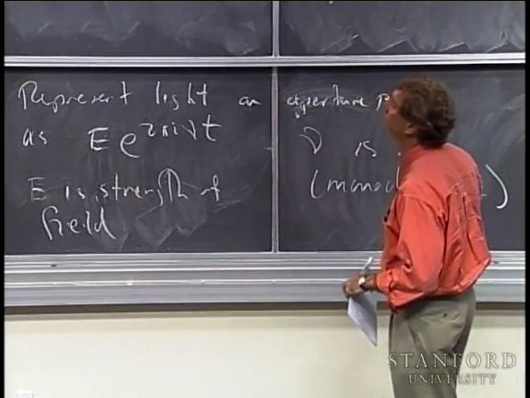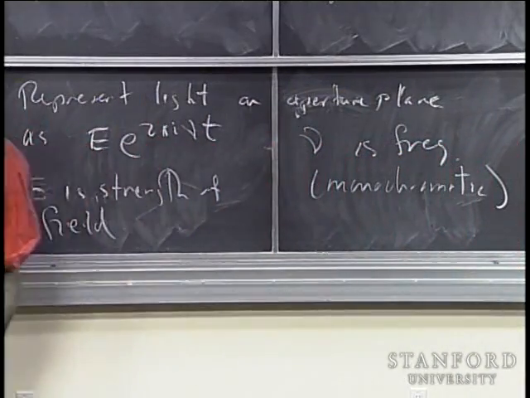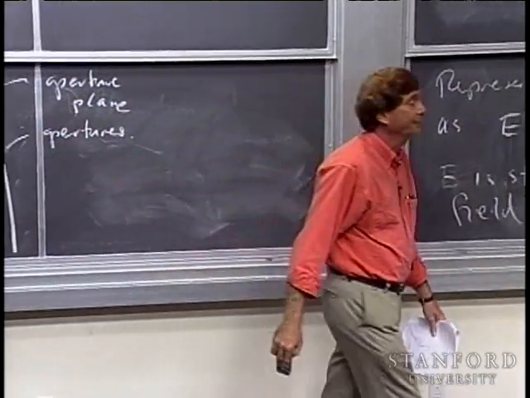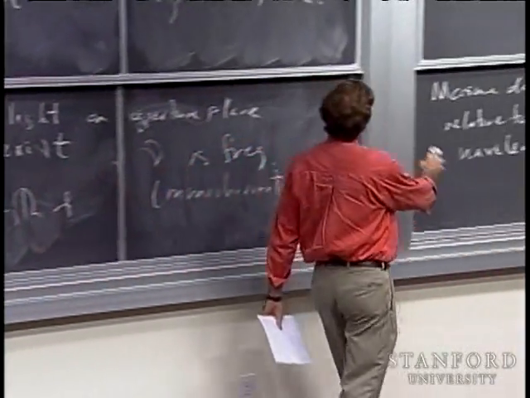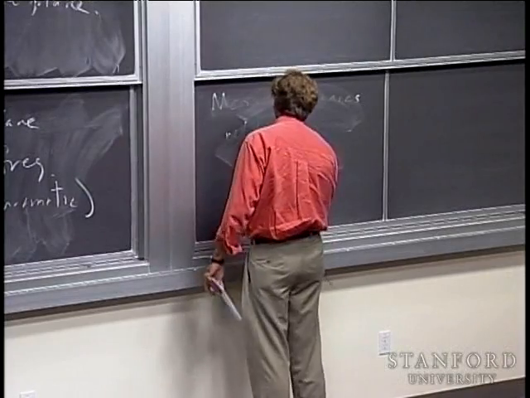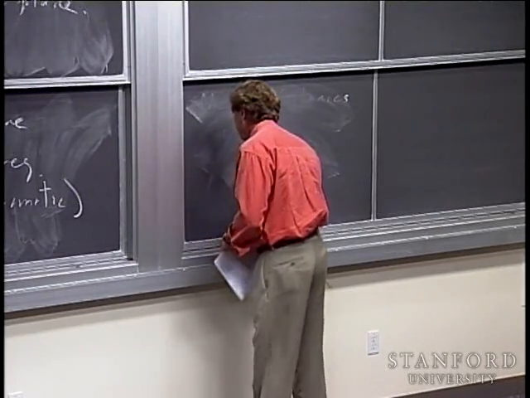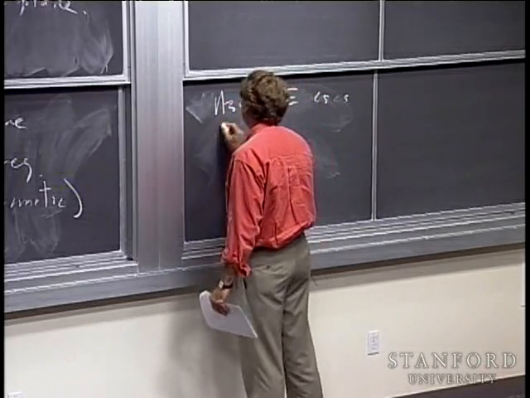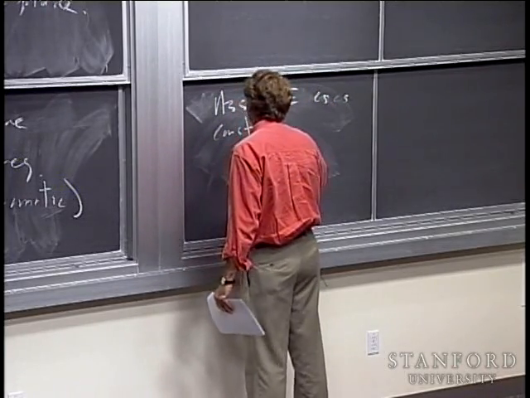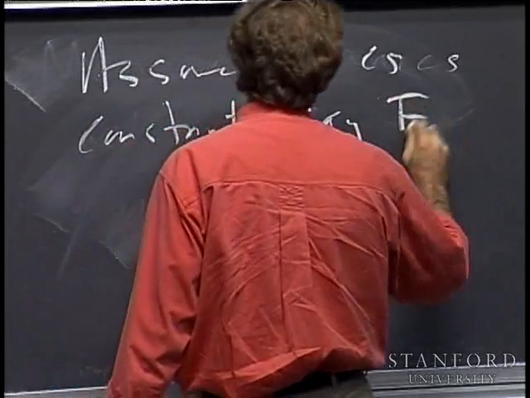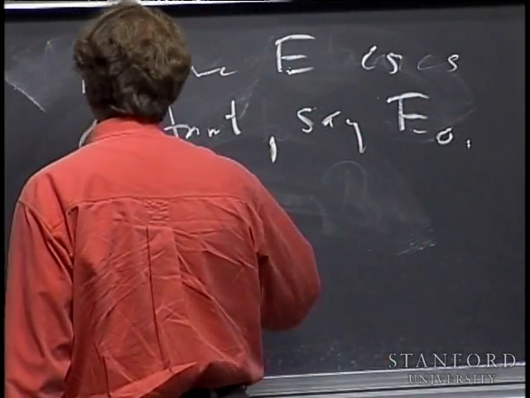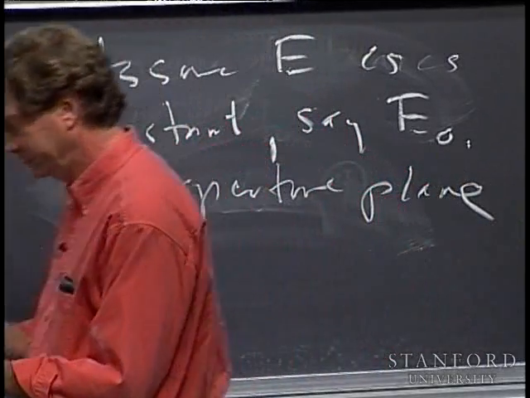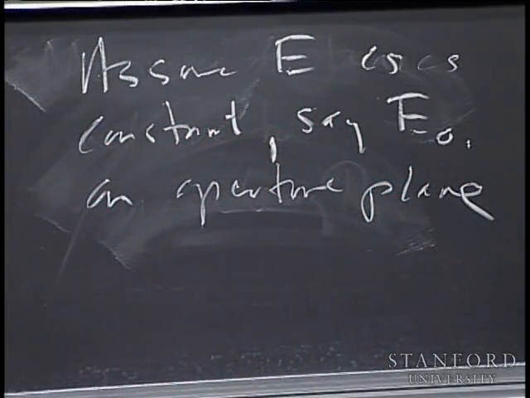And we're also going to assume that the field strength is constant on the plane. All right? So we'll assume that E, the strength of the field, is constant, say E naught, on the aperture plane.